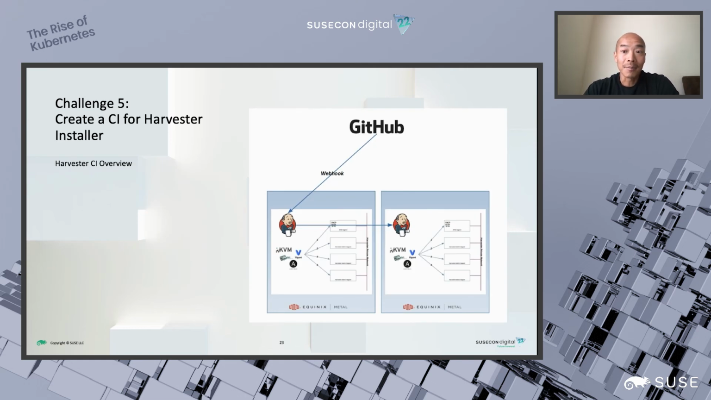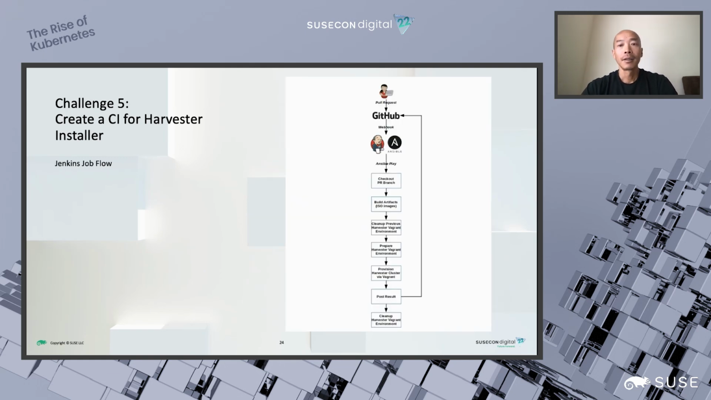As shown in the diagram, the job is triggered by a webhook whenever a pull request is created or updated against the Harvester installer repo. The job can be executed on either the master node or the agent node, depending on the load distribution. The job uses the Ansible plugin to run an Ansible playbook, which does the following.